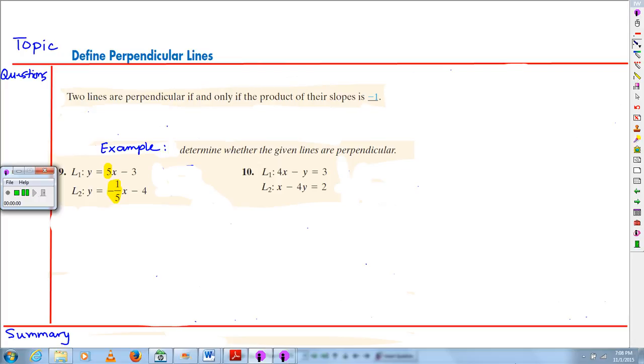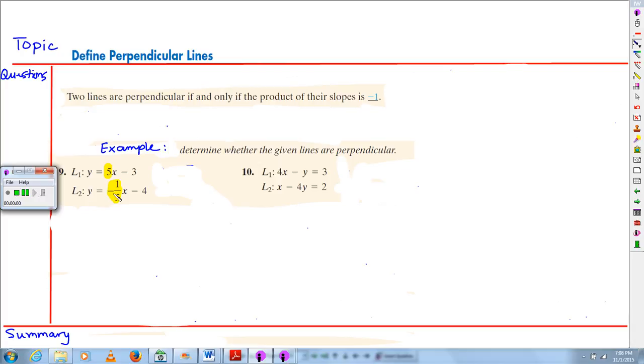In this video, we are going to define perpendicular lines. Two lines are perpendicular if and only if the product of their slopes is -1. So let's begin. Look at this example.